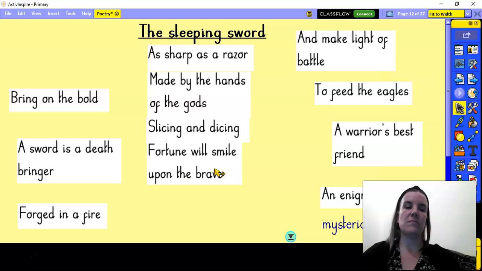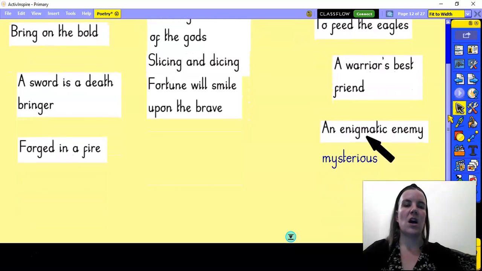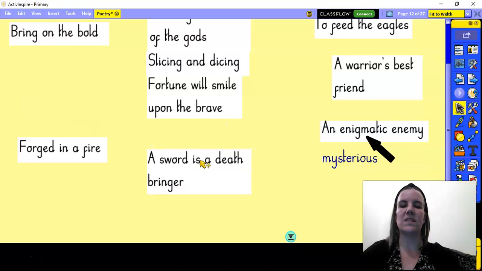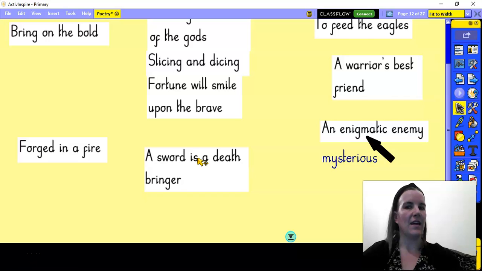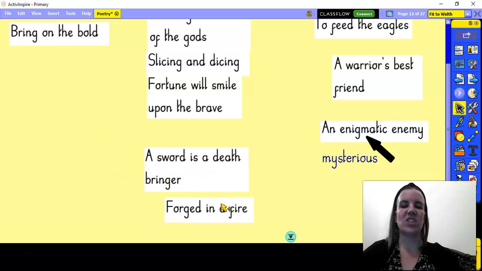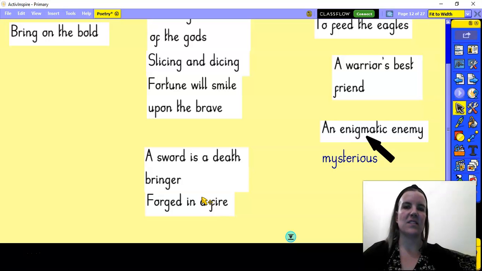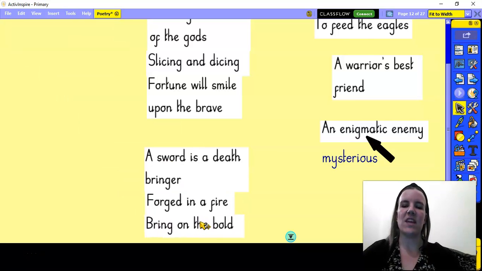So when I come to the next part of my poem, as I move down the page, I'm then going to leave a bit of a gap to show that I'm onto a new verse. A sword is a death bringer. I haven't used a kenning yet, so I'm going to go with that idea next. Forged in a fire. So that is using my alliteration because I haven't thought about that yet. It might be quite nice to use some more alliteration here.